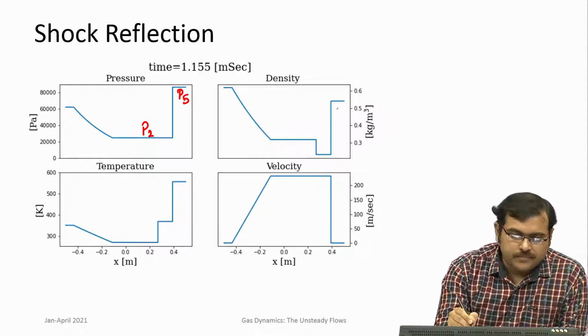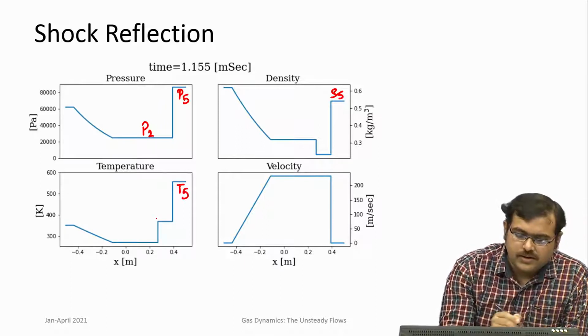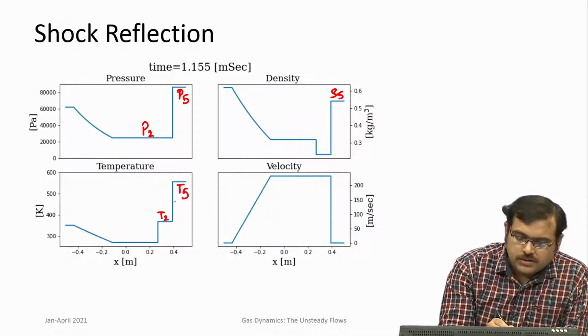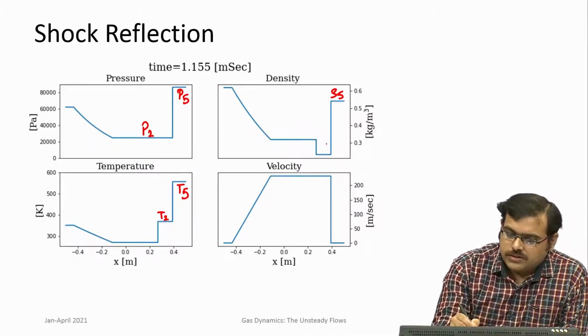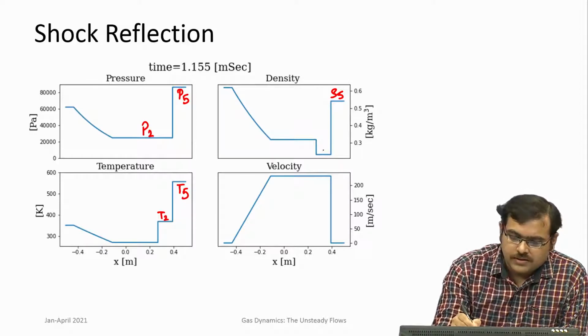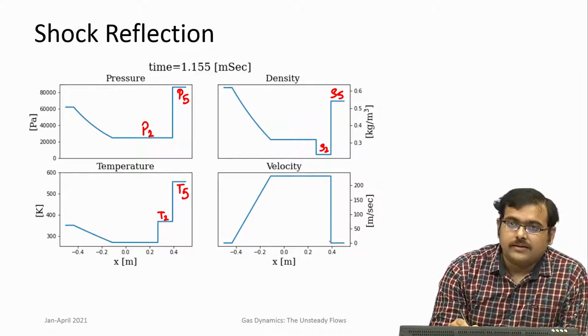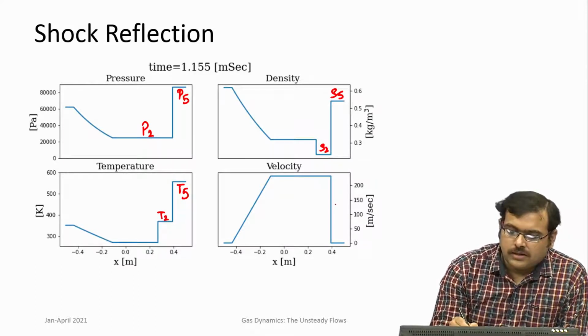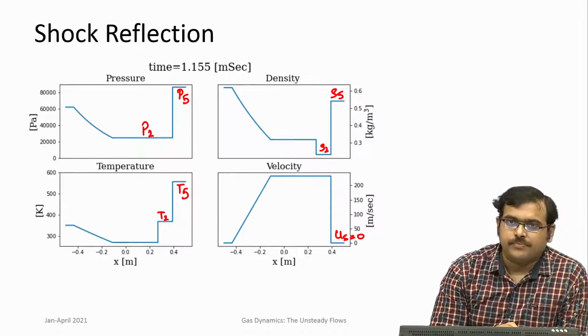Now you can see in the density also you are having the reflected shock here, rho 5, and similarly T5 in the temperature profile. So this was T2, the shock is moving into P2, T2 and rho 2. So it produces a significant jump, and on the other hand, in the velocity, the moment it reflects, U5 is 0.